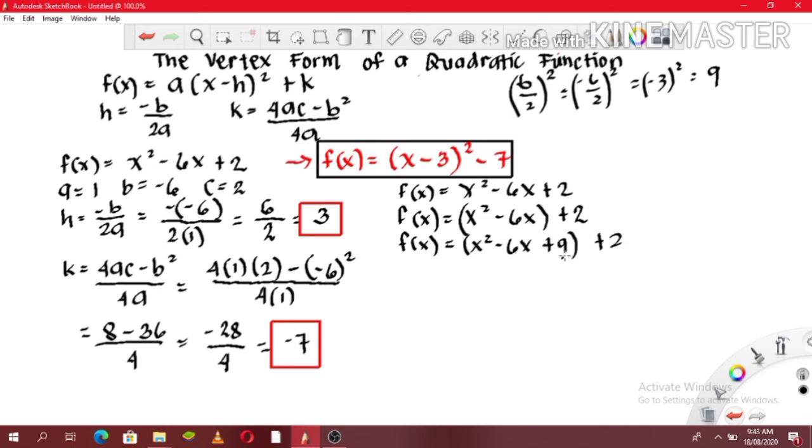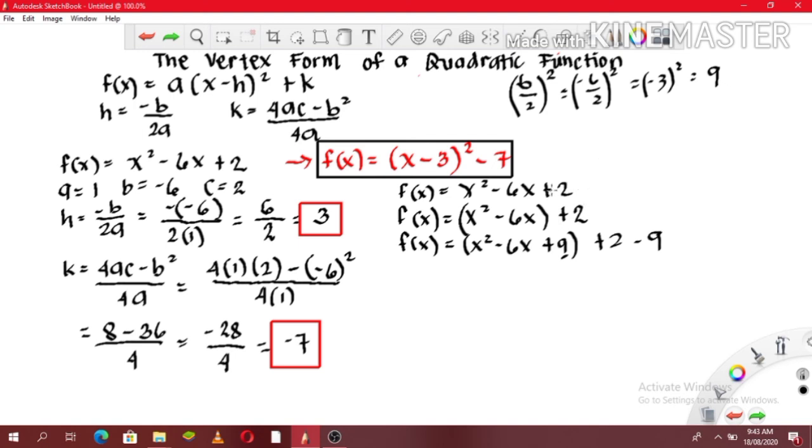Ngayon, nag-plus 9 tayo dito sa loob. Sa labas ay magma-minus 9 tayo. So, the additive inverse of the third term in the perfect square trinomial. So, kung nag-plus 9 tayo dito, magma-minus 9 tayo sa labas. Because, pag ginawa natin yan, hindi pa rin magbabago itong original equation natin, because 9 minus 9 is 0.